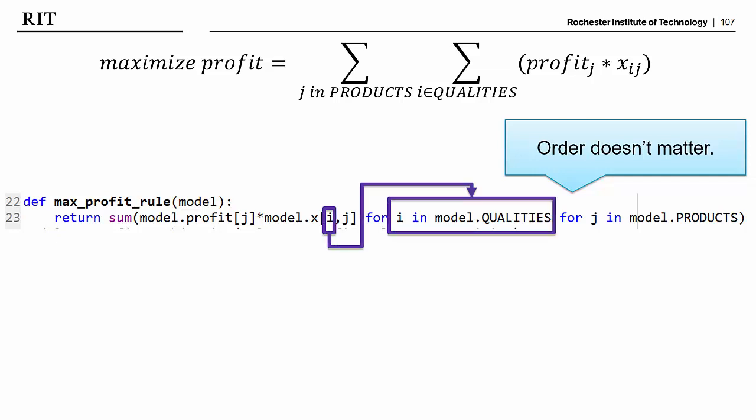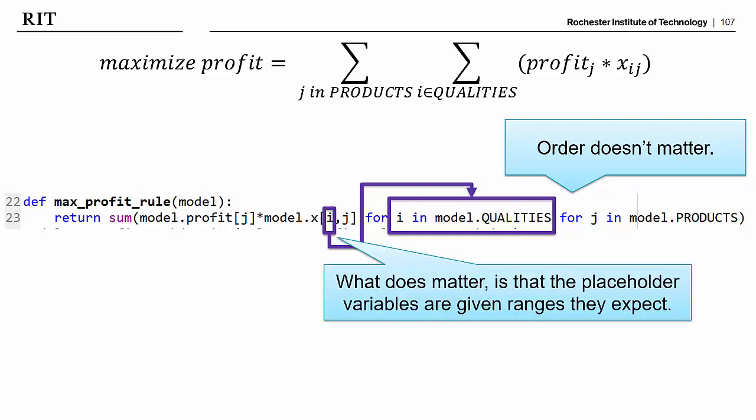But what does matter is that the i that we're using in our decision variable matches with what that decision variable is expecting. So what does matter is that the placeholder variables are given the ranges that they expect to see. So for example, here our first subscript for model.x is i, and we're making sure we pass it qualities because that's what it's expecting.